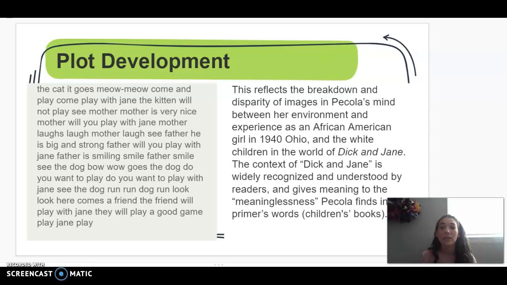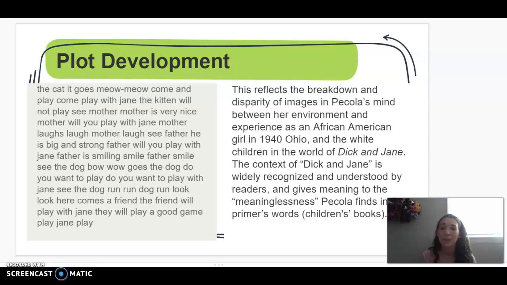The cat goes meow and come and play with me, with Jane the kitten will not play. See mother, mother is very nice. Mother will play with Jane. Mother laughs, laugh, mother laugh. See father, he is big and strong, and father will play with Jane. Father is smiling, smile father. See the dog.